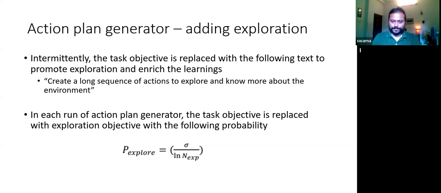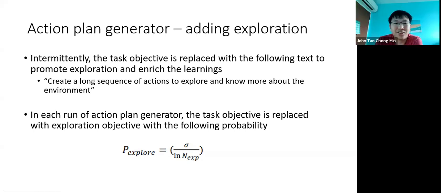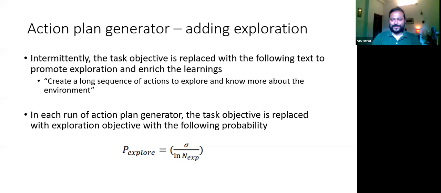So in order to address that, what I did, intermittently, is ask the LLM to create a long sequence of actions to explore and learn more about the environment. It's basically a random exploration, but it's very infrequent. There is a probability of choosing this exploration, which is basically sigma by ln of N exploration, where N exploration is the number of times the random exploration happened. Interesting, because by prompting it to explore, it can come up with random sequences of actions already. Yeah. This is interesting.